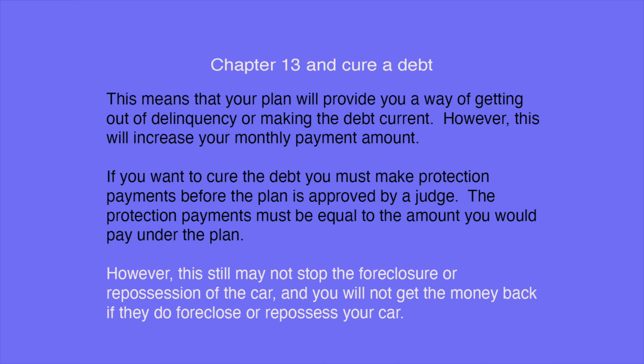Under a Chapter 13, you can cure a debt. This means that your plan will provide you a way of getting out of delinquency or making the debt current. However, this will probably increase your monthly payment amount. If you want to cure the debt, you must make protection payments before the plan is approved by a judge. The protection payments must be equal to the amount you would pay under the plan. However, this still may not stop the foreclosure or repossession of the car, and you will not get the money back if they do a foreclosure or repossess your car.